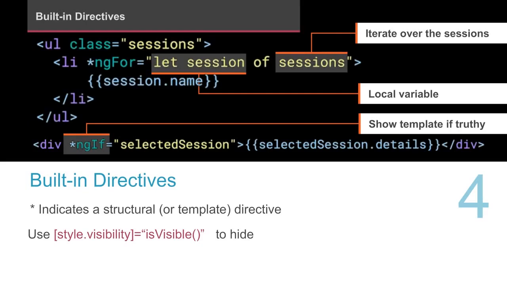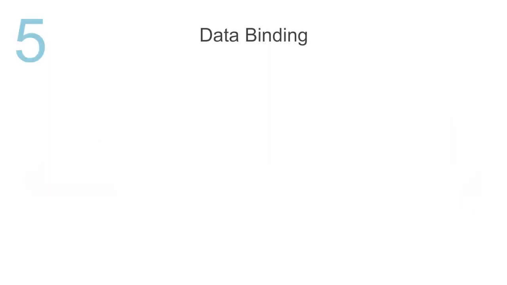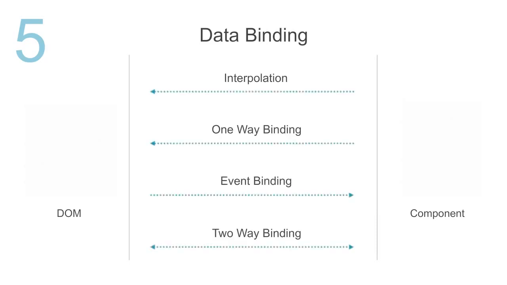All right, so we can see we got some built-in directives to do this. But what about data binding? Everybody worries about, how do I get my data on the screen? Well, we've got a DOM and we've got a component. The DOM is our UI, and the component is where our code is. We need to get data between them. And here are 4 ways we can do it.